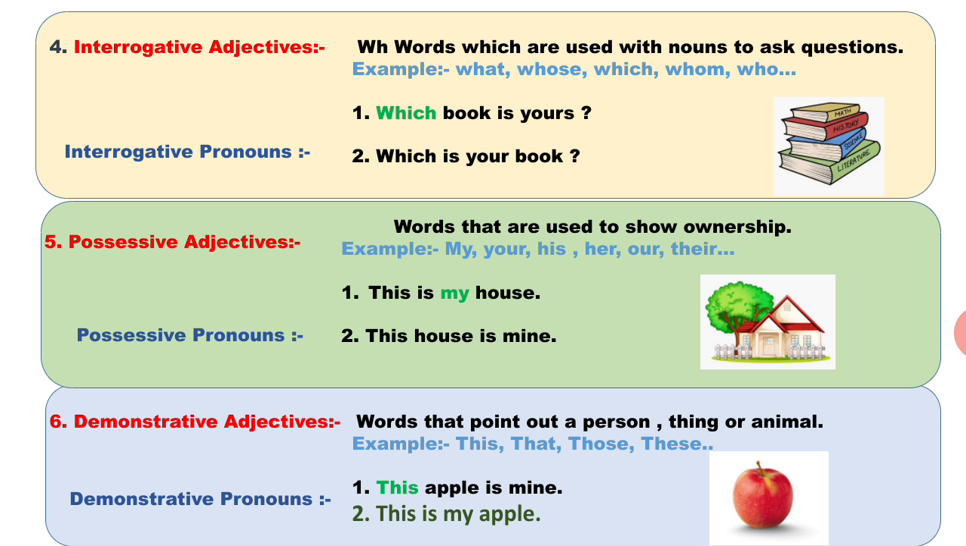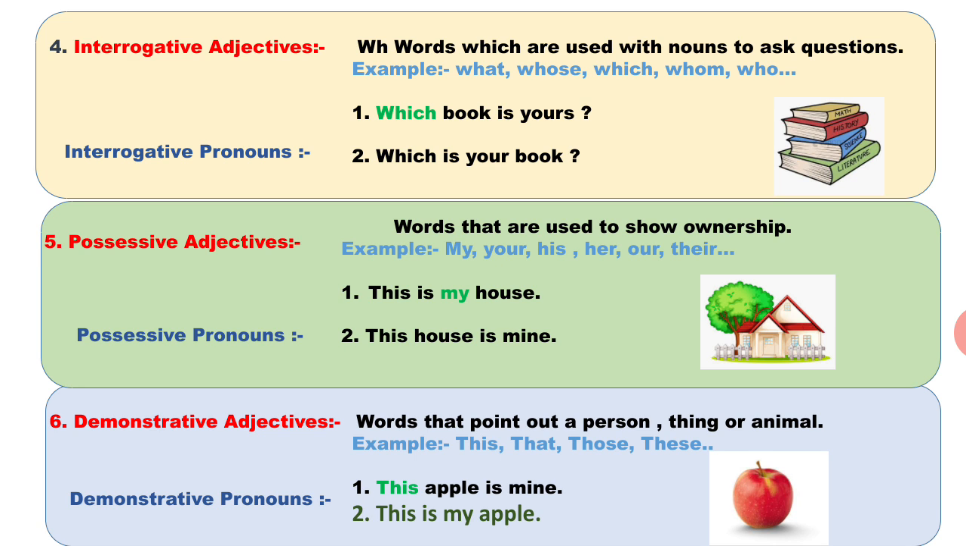Now we will see the fourth one, that is interrogative adjectives. What are interrogative adjectives? Interrogative means what? WH type words. For example, what, whose, which, whom, who. All these are interrogative adjectives, like asking questions. For example, which book is yours? In this sentence, which becomes an interrogative adjective.